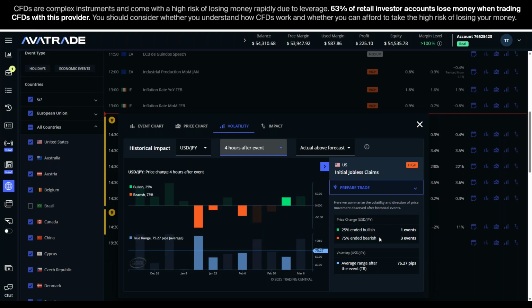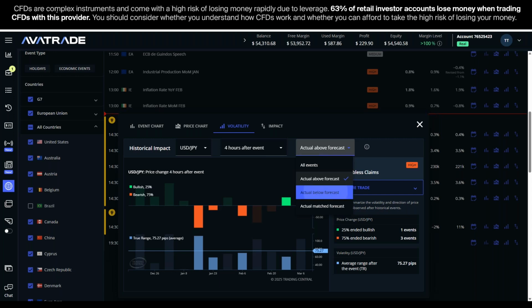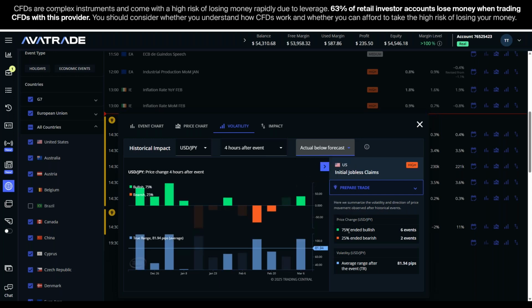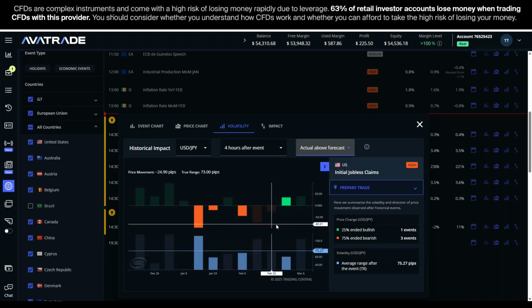So what if this comes in below forecast? What if it's good news? Less jobless claims. Look at the opposite movement, 75% up. So there's what feels like a direct relationship here: when the jobless claims data comes in, it's driving the movement 75% of the time up when the news is good, when jobless claims are below forecast, and 75% down when the news is bad, when it's above forecast.